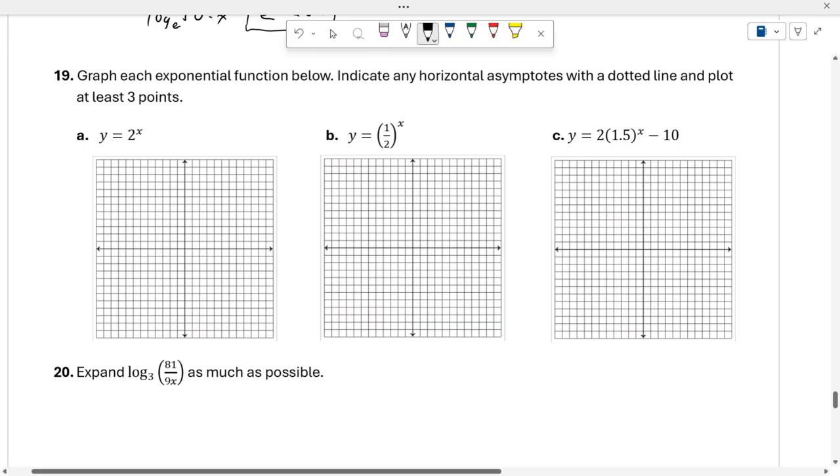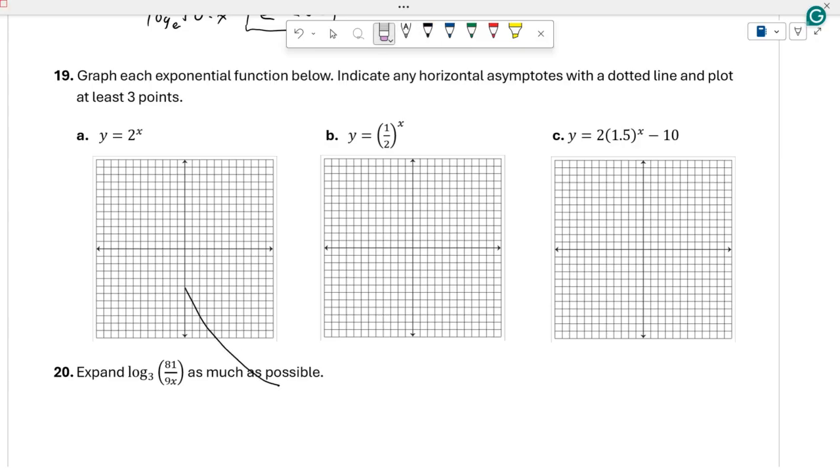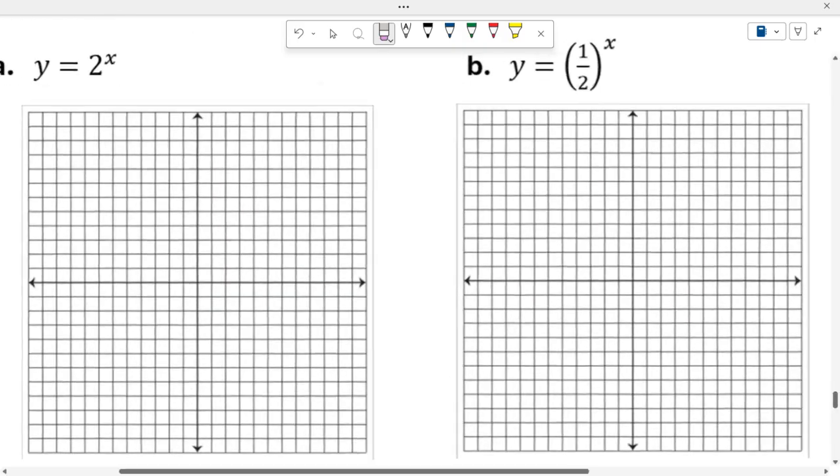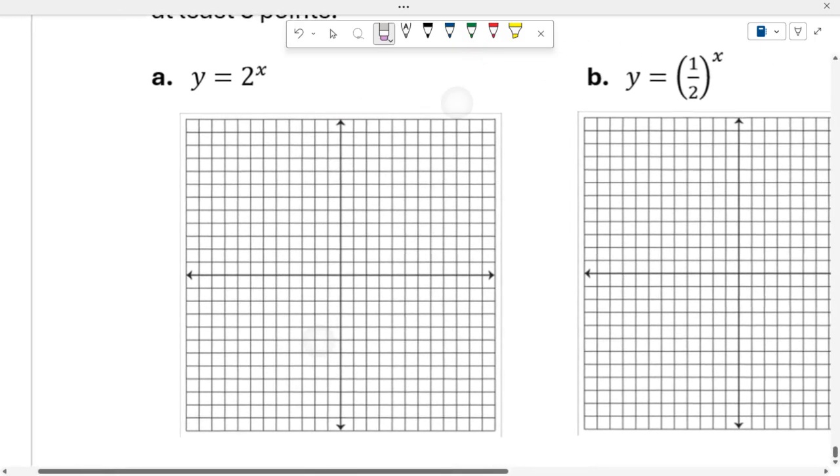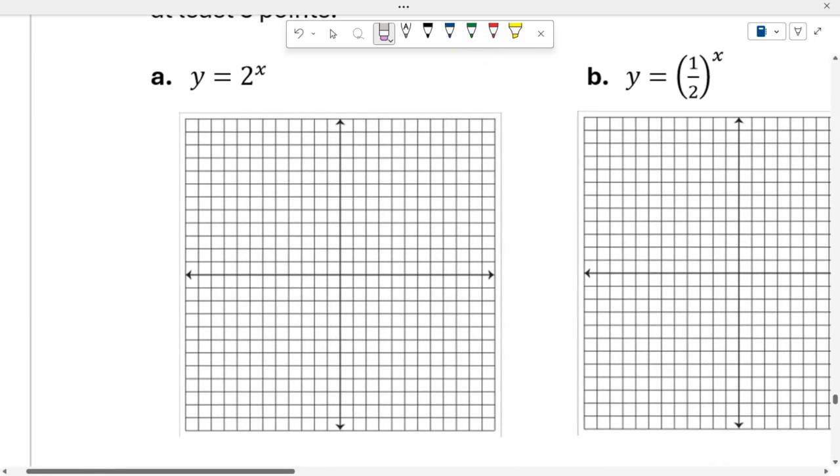So for question 19, the directions say, graph each exponential function below, indicate any horizontal asymptotes with a dotted line, and plot at least 3 points. Okay. So part A.